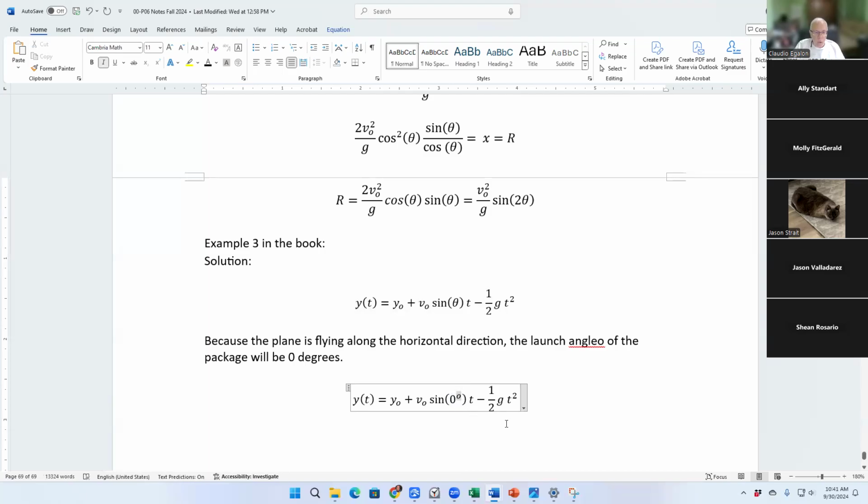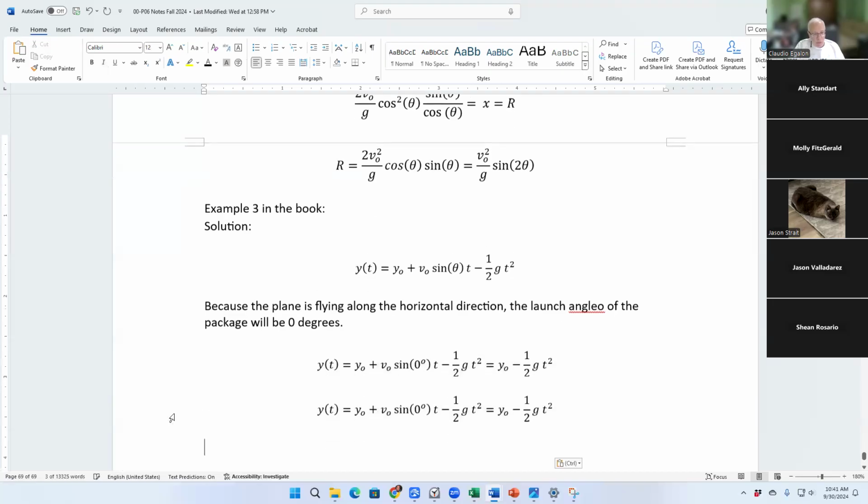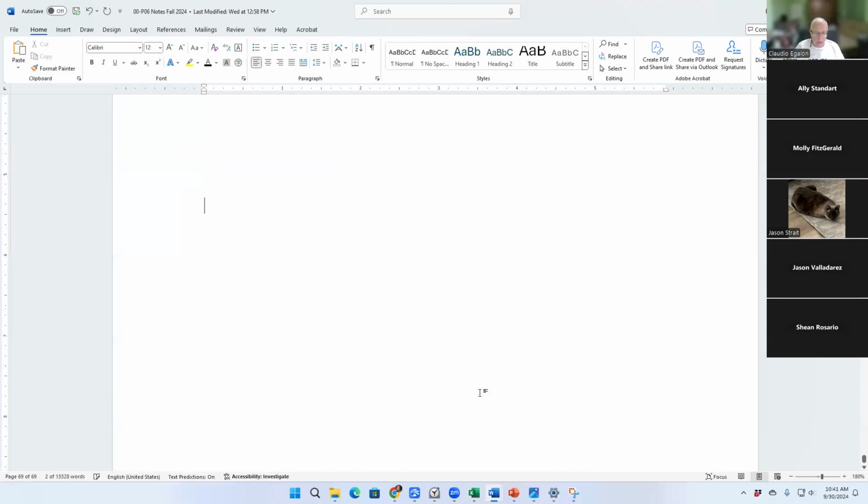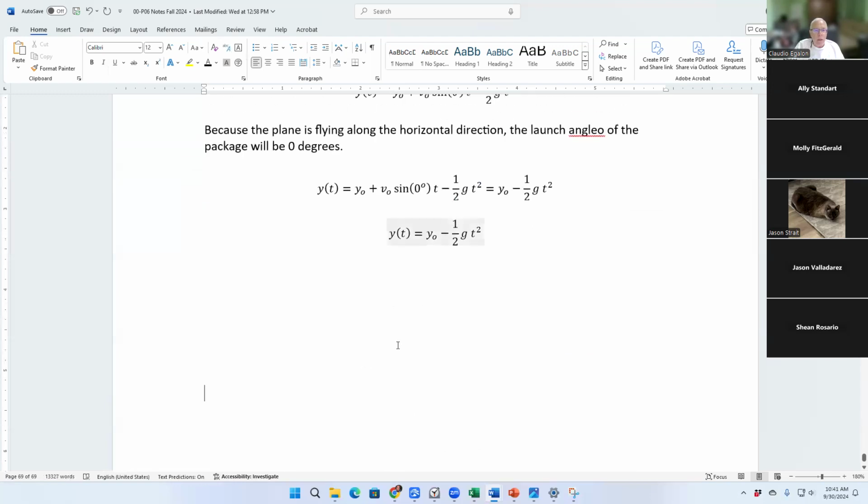And then this term goes away. And that's what we have, the equation of motion along the vertical direction only.